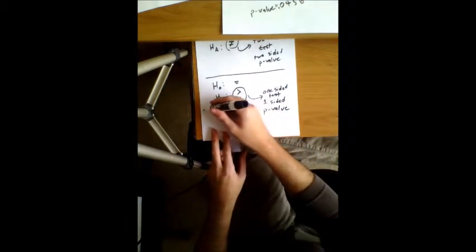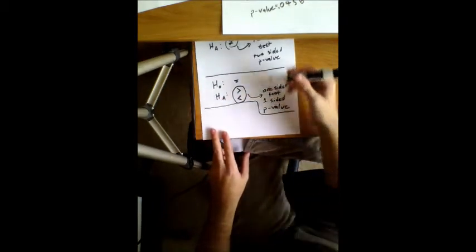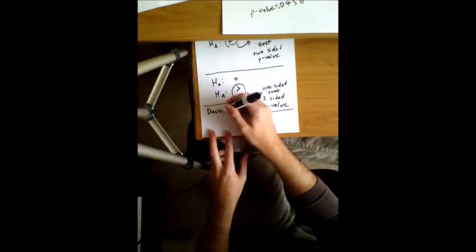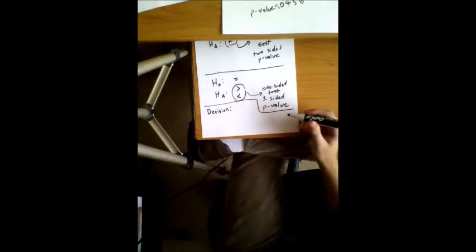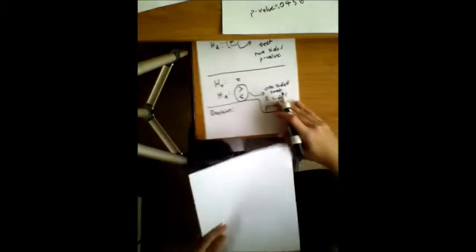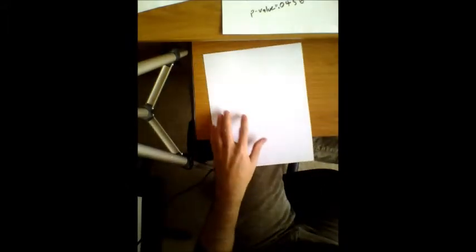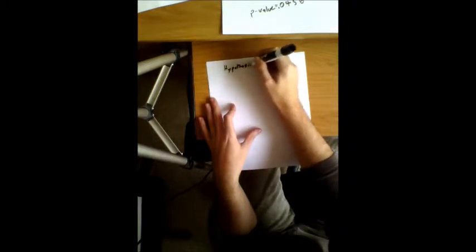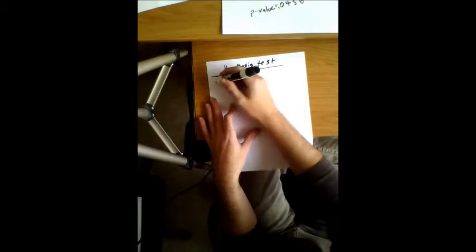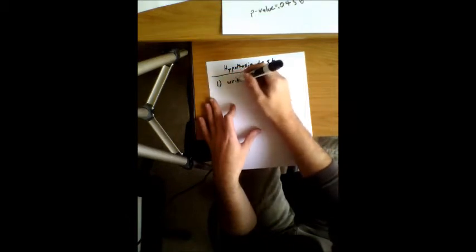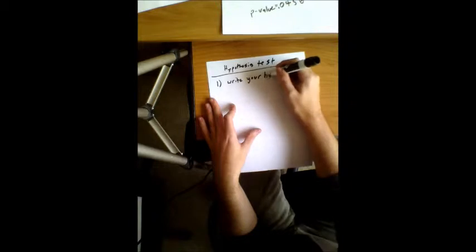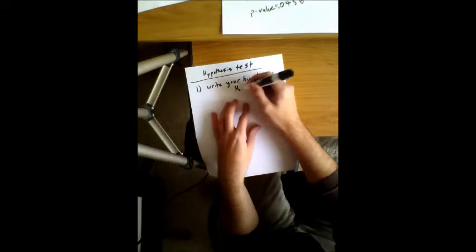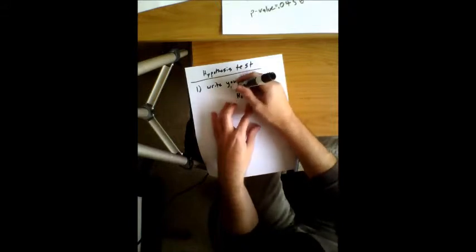Okay, let's look at the decisions here. Once we find our p-value, we're going to go ahead and make a decision. And let me just draw out the actual steps that will be involved here. So during a hypothesis test, the first step is write your hypothesis. So this means your HO, your HA. Write these things out.